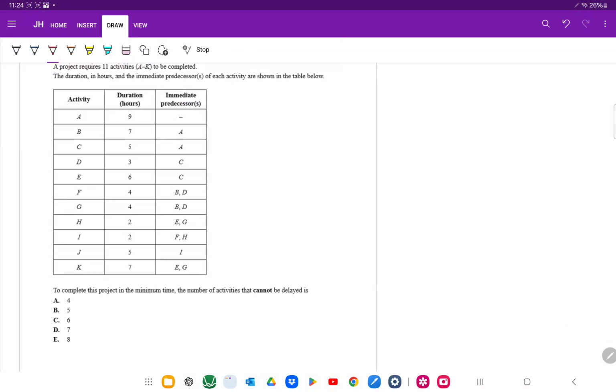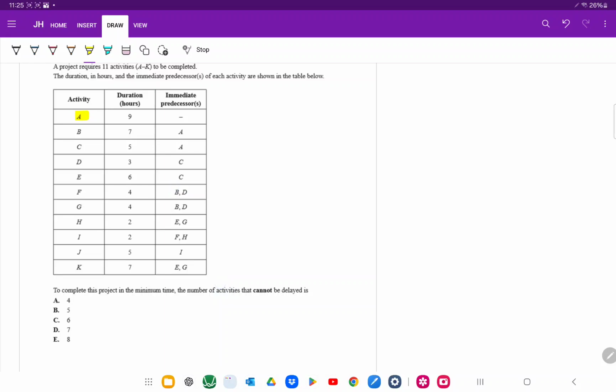Alright, question 7. Question 7 will require a bit of drawing. I strongly suggest that if it gets to the point where it gets too long to complete this question, you complete this question last, after you start all the other modules. So I'm going to draw this to the best of my ability.